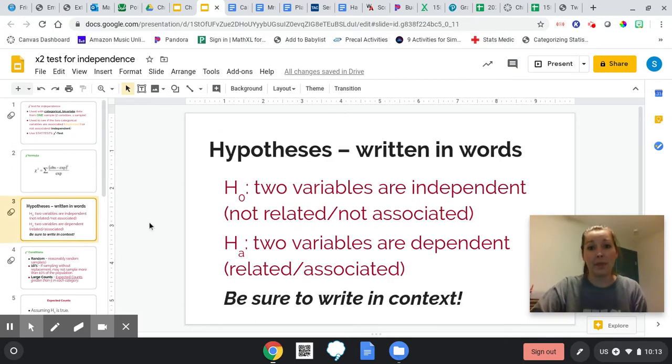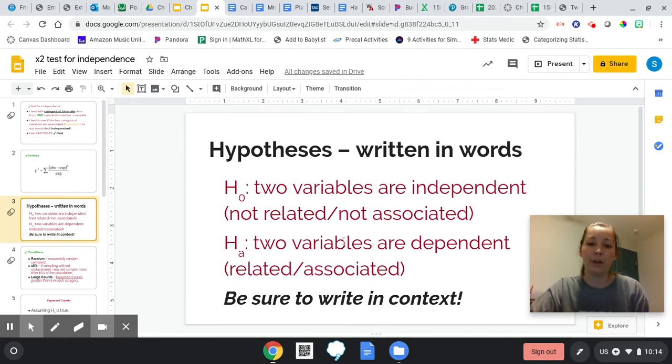All right, so your hypotheses for chi-squared test. This is different from our hypotheses for just a regular old test for proportions or means, because those used numbers and symbols. We can write this in words. So the null hypothesis is that the two variables are independent, or in other words, they're not related or not associated, because the null hypothesis means that there's no difference. The alternative hypothesis is usually the one that we're trying to test as the researcher. So the alternative hypothesis is that the two variables are dependent or related or associated. Those all mean the same thing.